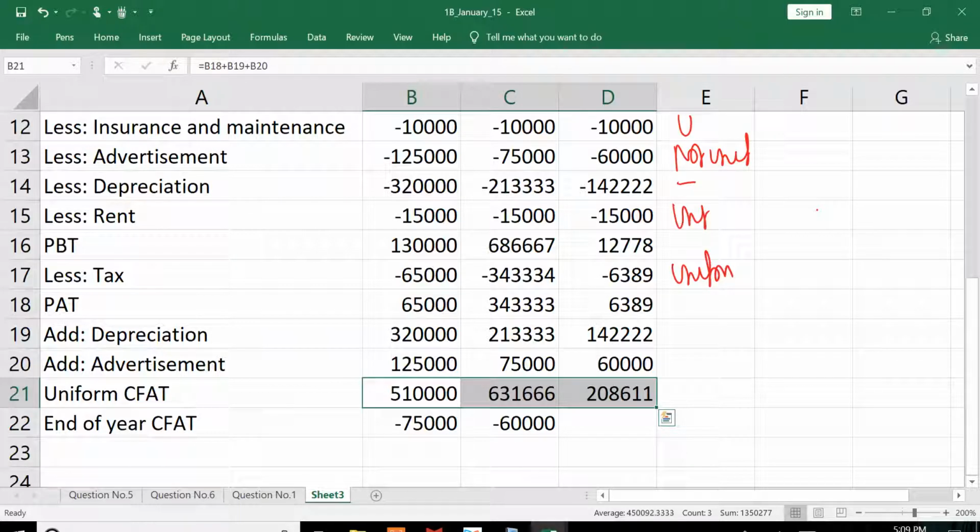You receive it uniform throughout the year, and this end of year CFAT is nothing but beginning of year 2 is end of year 1, beginning of year 3 is end of year 2. Why am I segregating these two cash flows? 5,10,000 will be multiplied with a different number and 75,000 will be multiplied with a different number. There are two types of cash flow, one which you receive every month and one which you pay only on a specific date, on a single date.